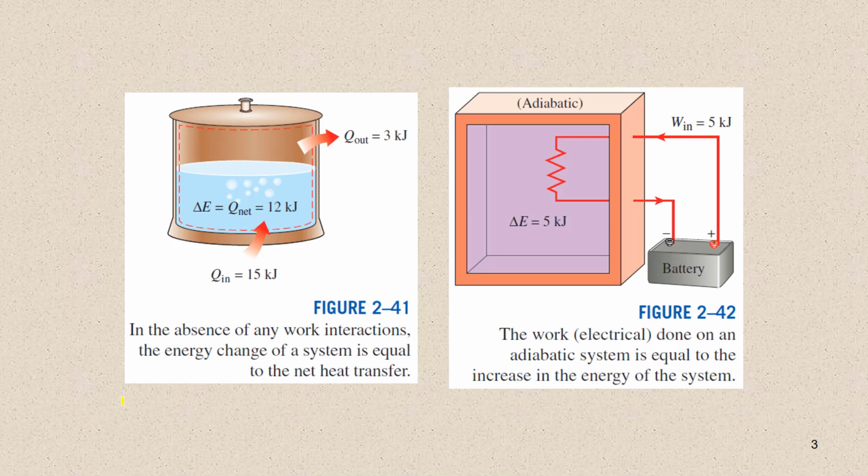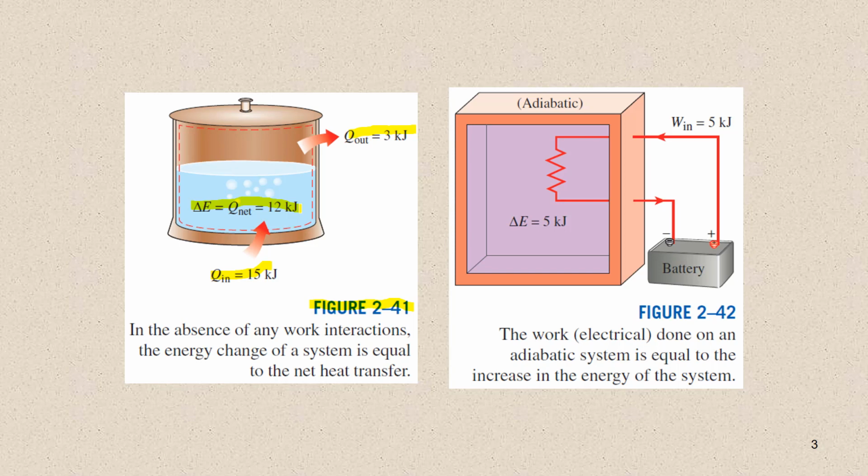And as another example, consider the heating of water in a pan on top of a range, which is given in figure 241. If 15 kilojoules of heat is transferred to the water from the heating element and 3 kilojoules of it is lost from the water to the surrounding air, the increase in energy of the water will be equal to the net heat transfer to water, which is 12 kilojoules.